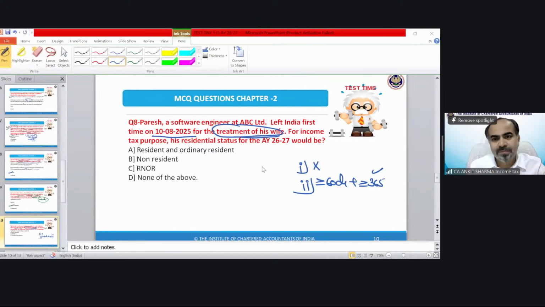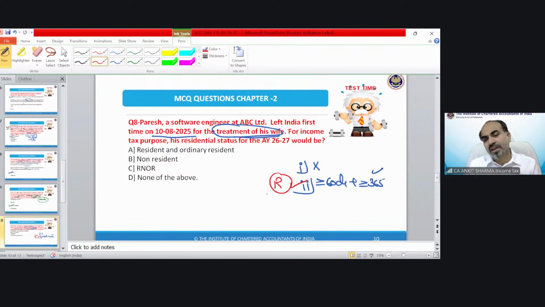Now you can see in this case, Paresh, a software engineer, left India for the first time on 10th August 2025, for treatment of his wife. So it does not fall in a special condition because he left India for treatment of his wife. So in this case, both conditions need to be checked. He will not satisfy condition number 1, but condition 2 is going to be satisfied by him. And if condition number 2 is satisfied, he will become a resident.